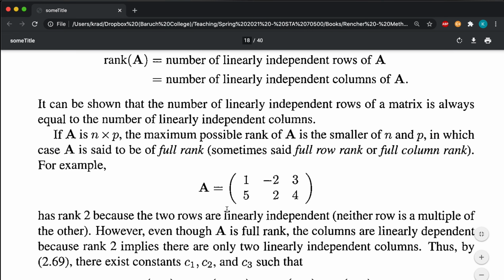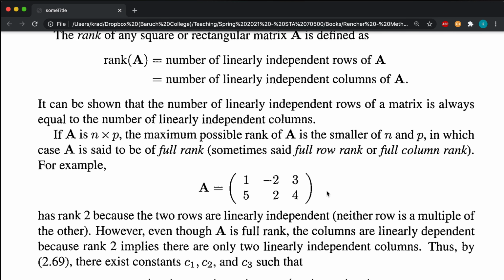Okay, so here's an example. A is 2 by 3, right? And what is the rank of A? Well, the maximum rank A can have is 2, right? But that's the maximum. It has 2 rows, 3 columns. The minimum of 2 and 3 is 2. But is it full rank?